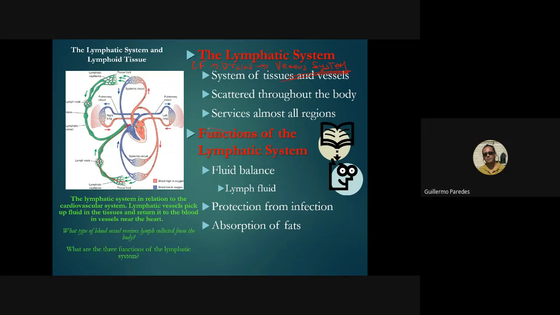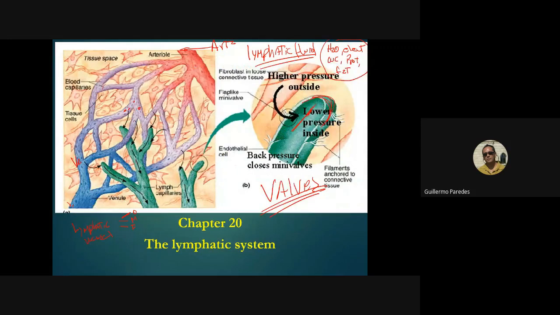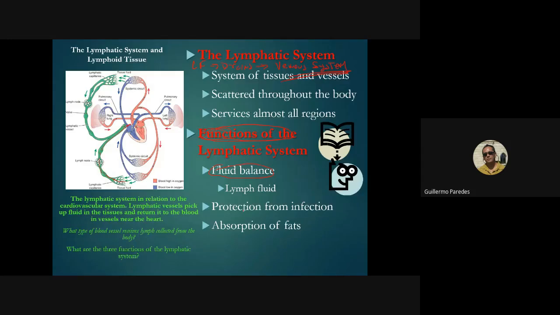Number two, we are going to talk about the functions of the lymphatic system. The function of the lymphatic system is fluid balance. So what does it mean? Look at this picture. There are openings here in the capillaries, and these capillaries make water escape. Water starts to escape into the tissue from the capillaries. So what is the function of the lymphatic system? One of the functions is to collect the excess of fluid in the tissue, so between cells, correct? Is that okay? You okay with that? Yes.